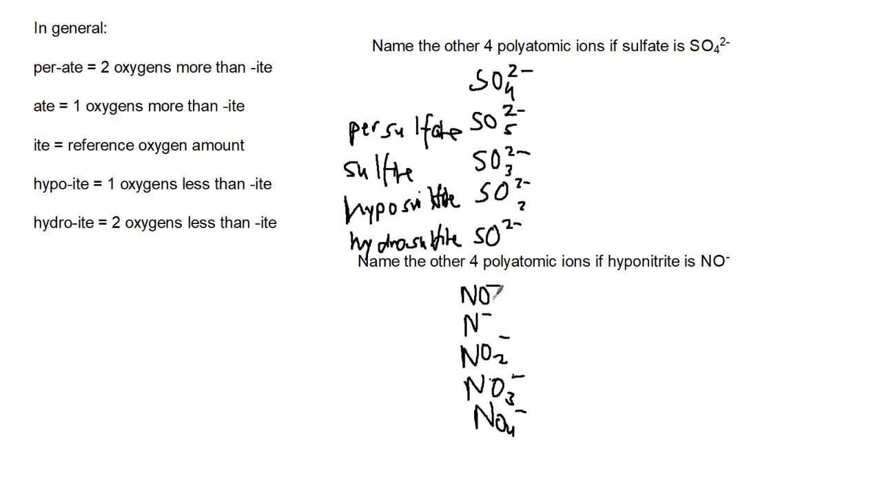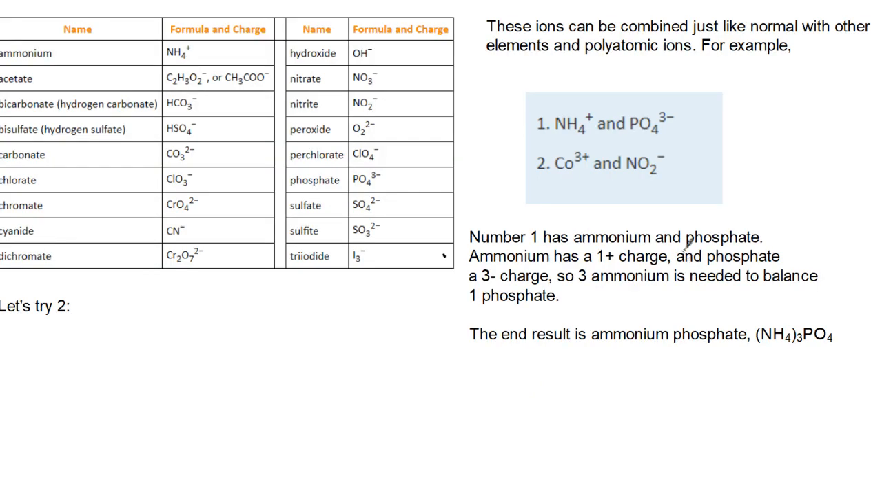Okay. So our first one is hyponitrite, obviously, and then we have hydronitrite, and we have nitrite, and we have nitrate, and then we have pernitrate. Simple naming system.